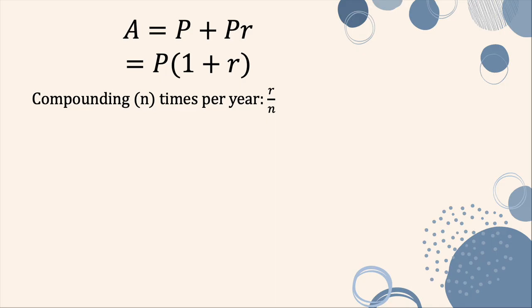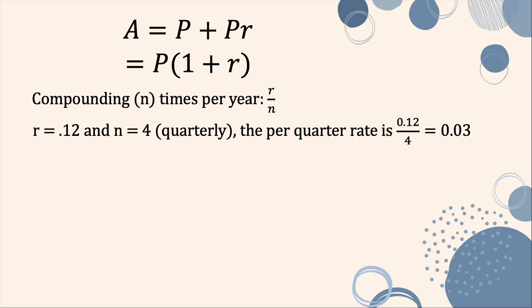Let's say we're compounding n times per year. In compound interest, interest is calculated multiple times per year. If interest is compounded n times per year, the interest rate per period is the rate divided by the number of times per year. For example, if our rate is 12%, as a decimal 0.12, and we are compounding quarterly, or 4 times per year, the per quarter rate is 0.12 divided by 4, or 0.03.